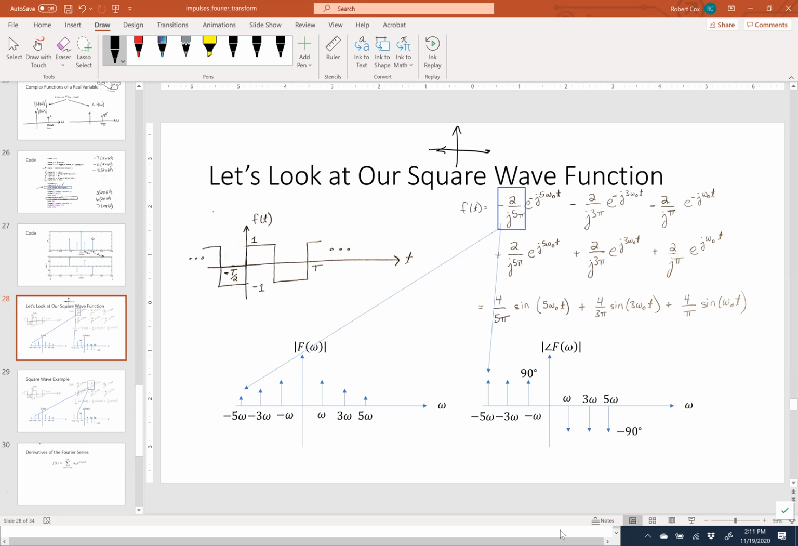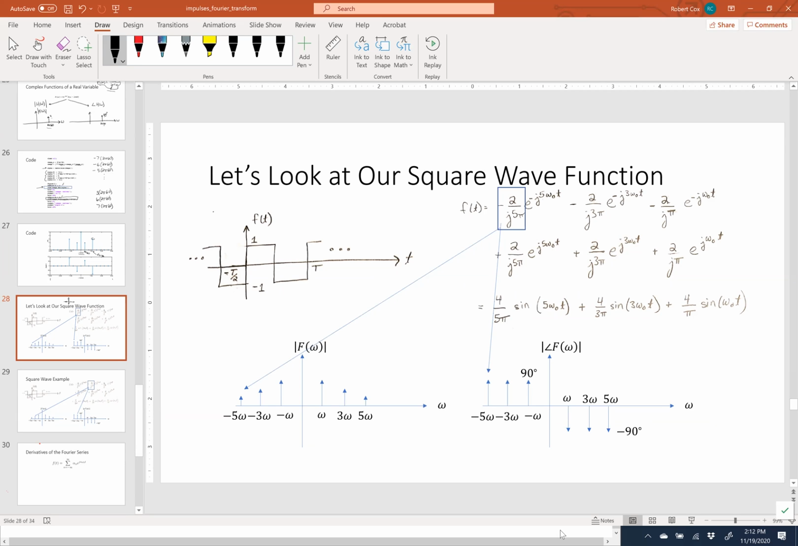Where's J? The complex number J. Where does that sit in the complex plane? Well, that's up here, right? What's the angle of that? It's 90 degrees or -270 degrees, right? If I had minus J, it's down here, that would be -90, okay?